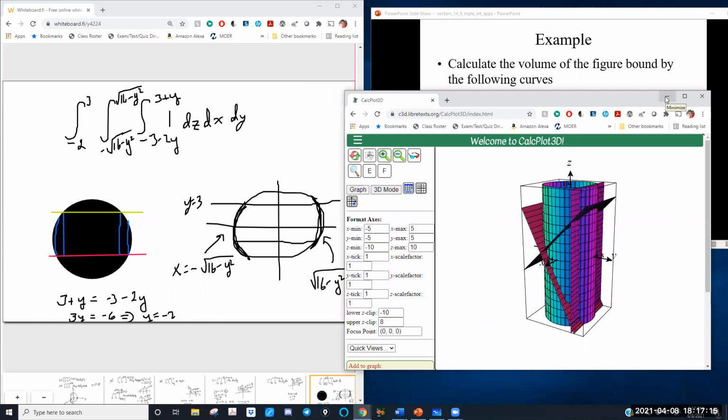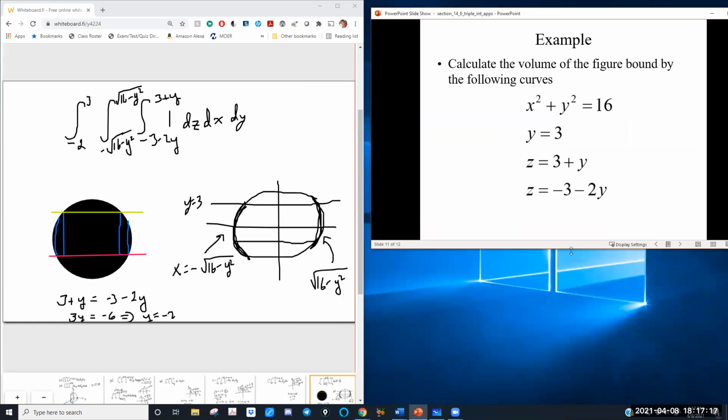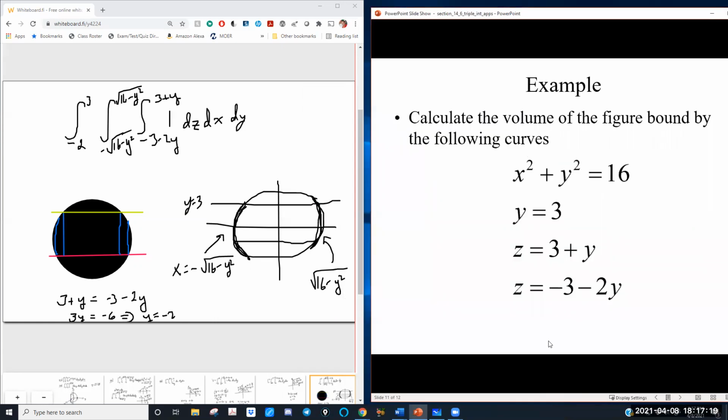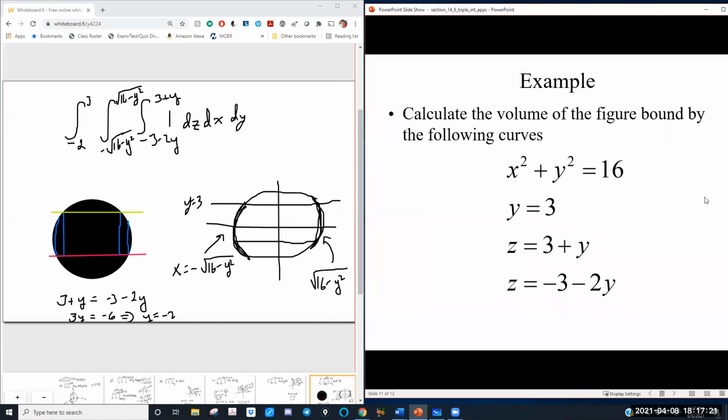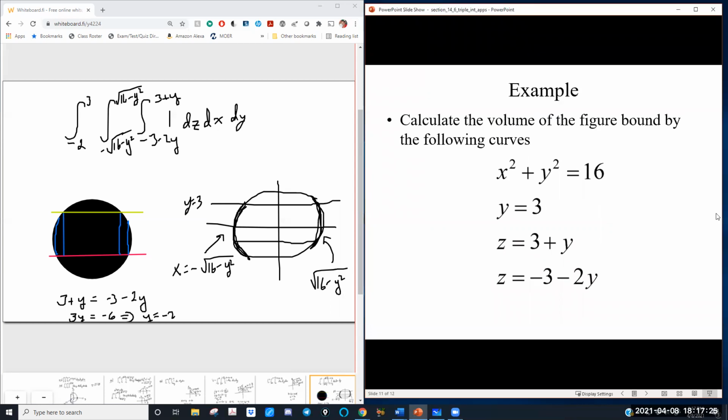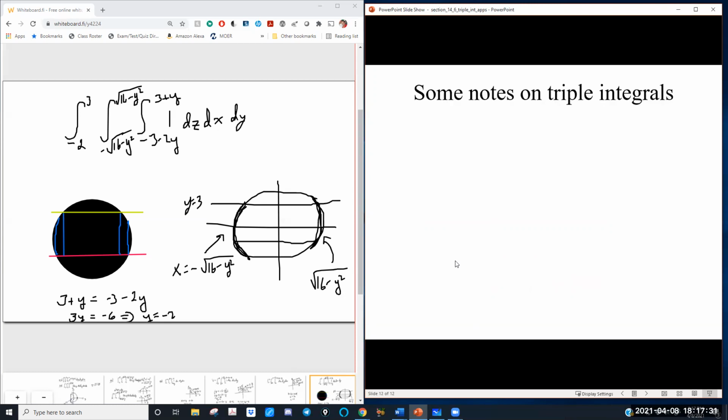Okay, then, guys, we're not going to have time to break into groups today, so I'm not even going to bother with that. I have one more thing I want to talk about with triple integrals. Just a couple notes, some rules of thumb that you can follow.